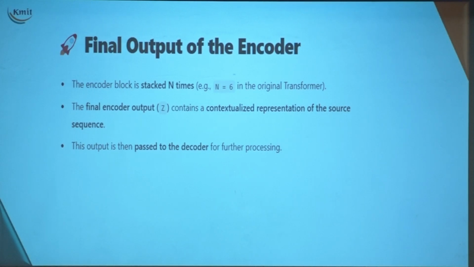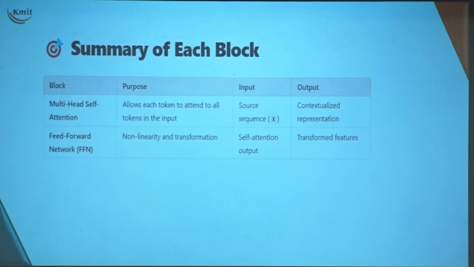The final encoded output. What do you mean by final encoded output? The output of the last encoder layer, which I am representing as Z. So what is the input to the encoder? X. What is the output of the encoder? Z, which is from the last encoder. What do you mean by last encoder? The 6th stacked encoder block. Okay. So now this output is passed to the decoder for further processing. Today we'll see how that transformed output from the encoder is taken and how the decoder works. Okay. So this is what we have seen till the last class.